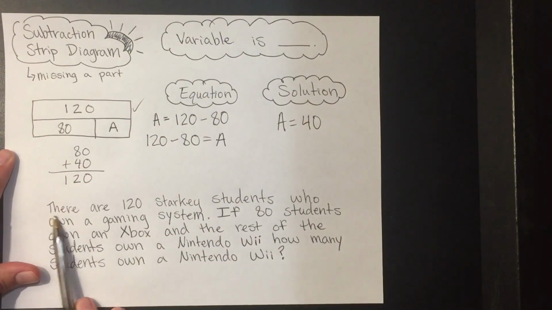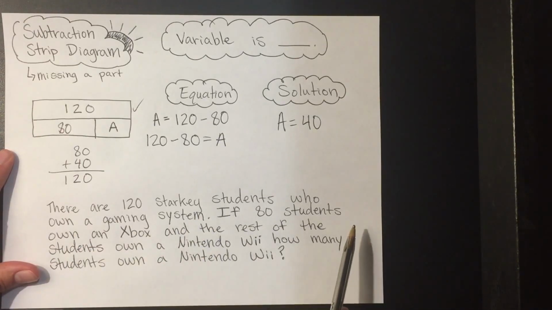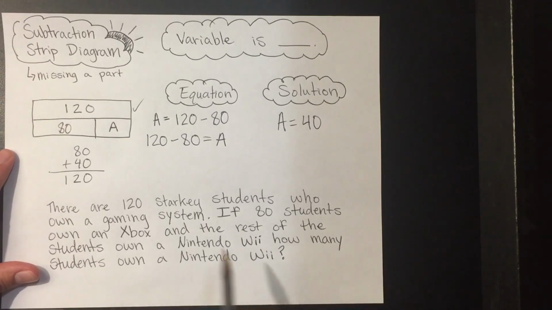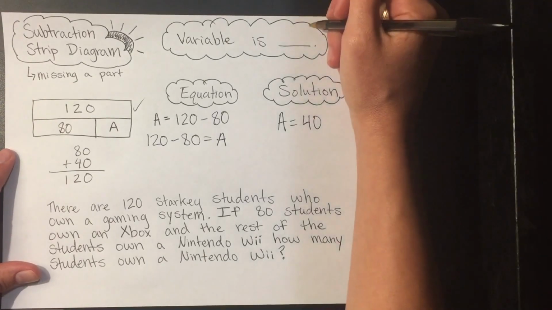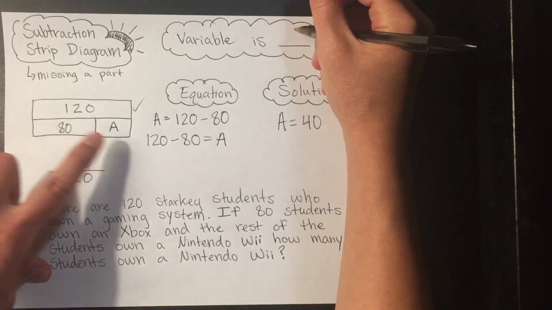An example here. There are 120 Starkey students who own a gaming system. If 80 students own an Xbox and the rest of the students own a Nintendo Wii, how many students own a Nintendo Wii? So again, that's just a little example of a word problem that would use a subtraction strip diagram. And in this one, the variable is a.